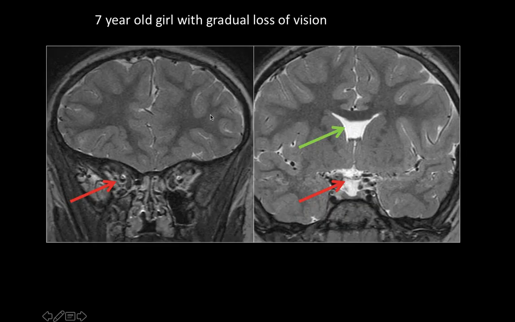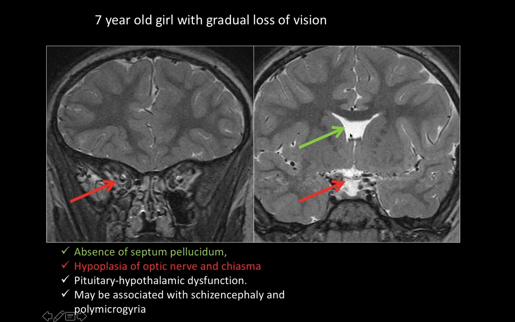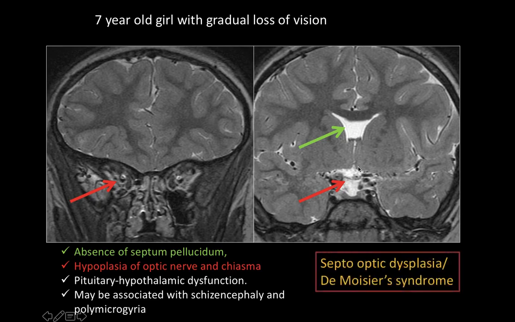This is a 7-year-old girl who had gradual loss of vision. So, what do we see here? We see very thin optic nerves associated with dilated or prominent subarachnoid space in the optic nerve sheath. Also, note the optic chiasm is very thin and there is absence of septum pellucidum. So, this is septo-optic dysplasia.